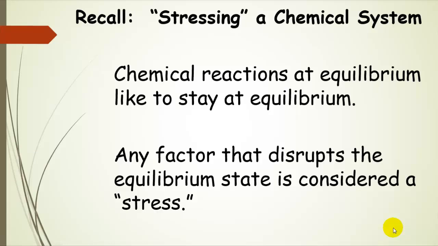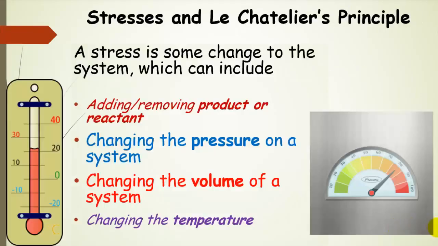Okay, so let's remind ourselves about stressing a chemical system. Remember that chemical reactions that are at equilibrium already like to stay at equilibrium. So if we do anything to disrupt that equilibrium state, it's considered a stress. Last time we talked about some of the different kinds of stresses, and in the previous presentation we talked about which way the equilibrium shifted when we added or removed product or reactant. Now we're going to talk about gaseous systems where we change the pressure on a system or we change the volume of the system.